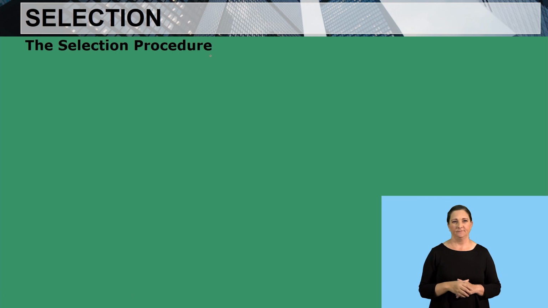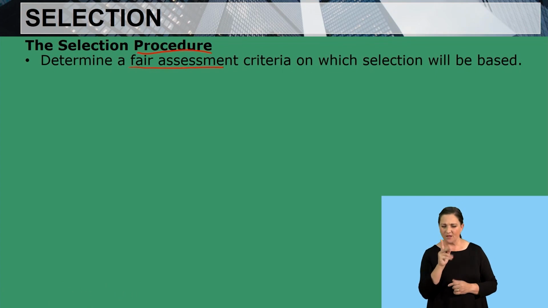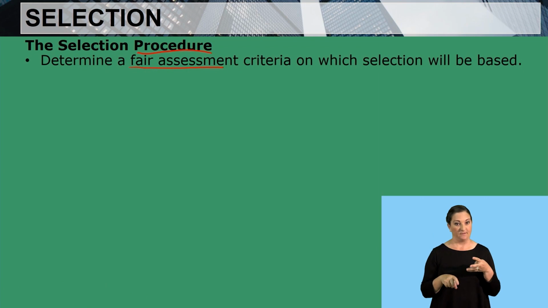Now, let's look at the selection procedure. I will remind you again that when we look at the selection procedure, we are looking at the steps involved with selection. The first step is that we must determine a fair assessment criteria on which selection will be based. In simple terms, the human resource manager must sit down and come up with a checklist to say that these are the kind of applications that we want to take.